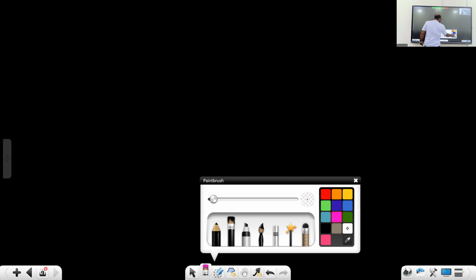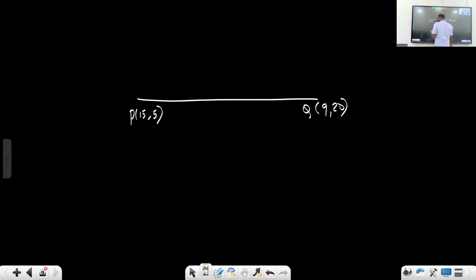Read. What is the 10th one? M(11, y) lies on the points. Important question, previously asked 2-3 times. P(15, 5) and Q(9, 20). Already the point is given. We want to find the ratio. What is the ratio? K is to 1. This is your x1, y1. This is your x2, y2. This is your x, y.